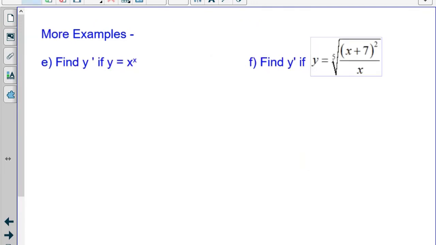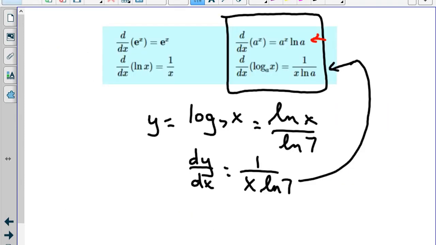Now E and F, I kind of want to do with you because these require a little bit of trickery, so to speak. So if we want to find dy/dx when y equals x to the x, if we have a variable in the base and a variable in the exponent, that becomes a lot trickier. So the trick, back when we were doing this one a couple of problems ago, to remembering if we forgot was to take the natural log of both sides of the equation.